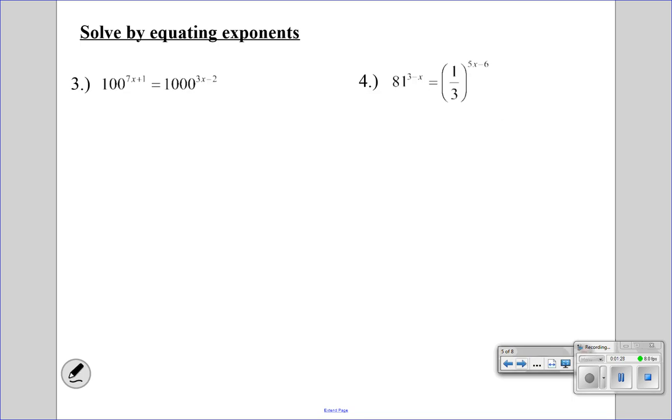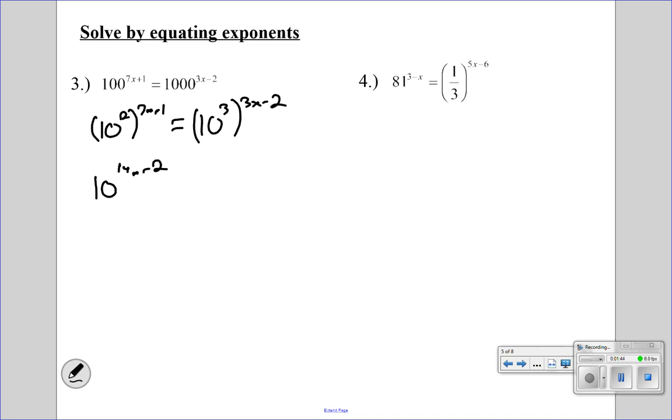Same thing, 100 and 1,000 can both be written base 10. So 100 is 10 squared, and 1,000 is 10 cubed. So we have 10 to the 14x minus 2 equals 10 to the 9x minus 6. So then we can set them equal.